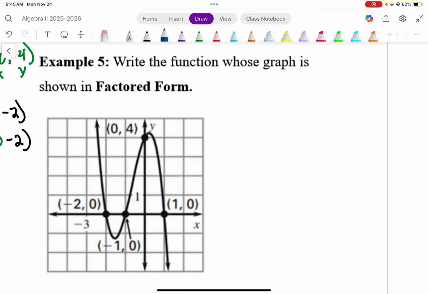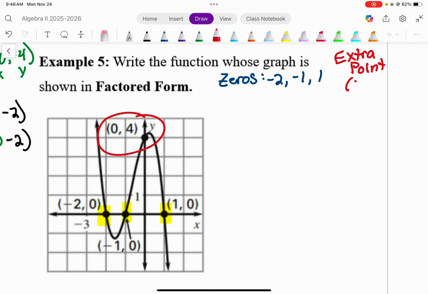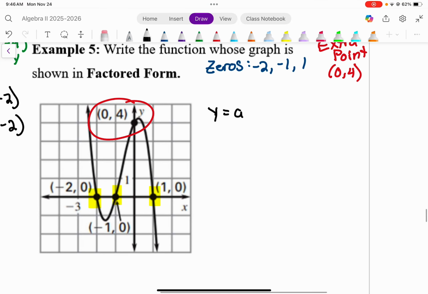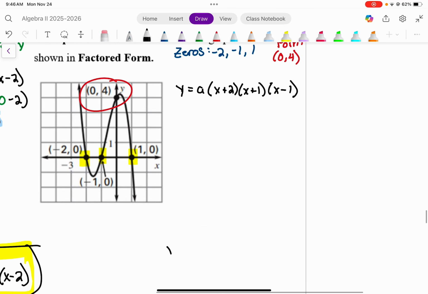All right, so our first step is to identify our zeros. So for this one, it's where it crosses the x-axis, just like before. We will have one at -2, -1, and +1. And my extra point here is 0, 4. Okay. Once I know that, I'm going to set up my equation. So I have y equals a, because I don't know my a value, x plus 2, x plus 1, and then x minus 1. And I'm going to write it again at the bottom so I don't forget to fill in my final answer.